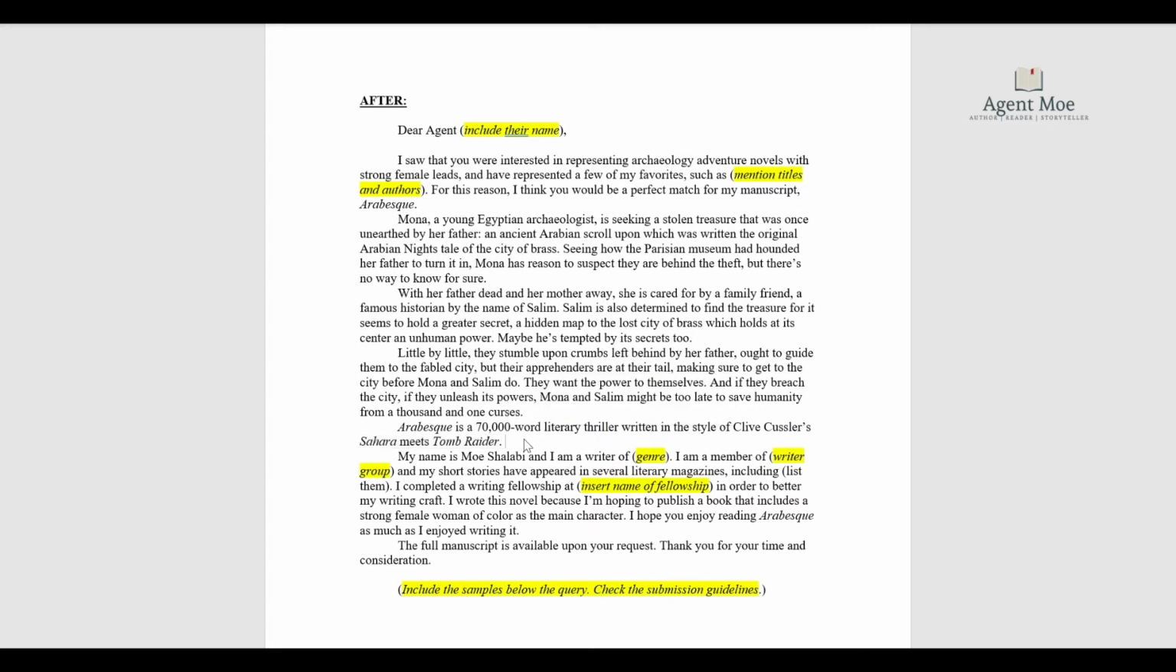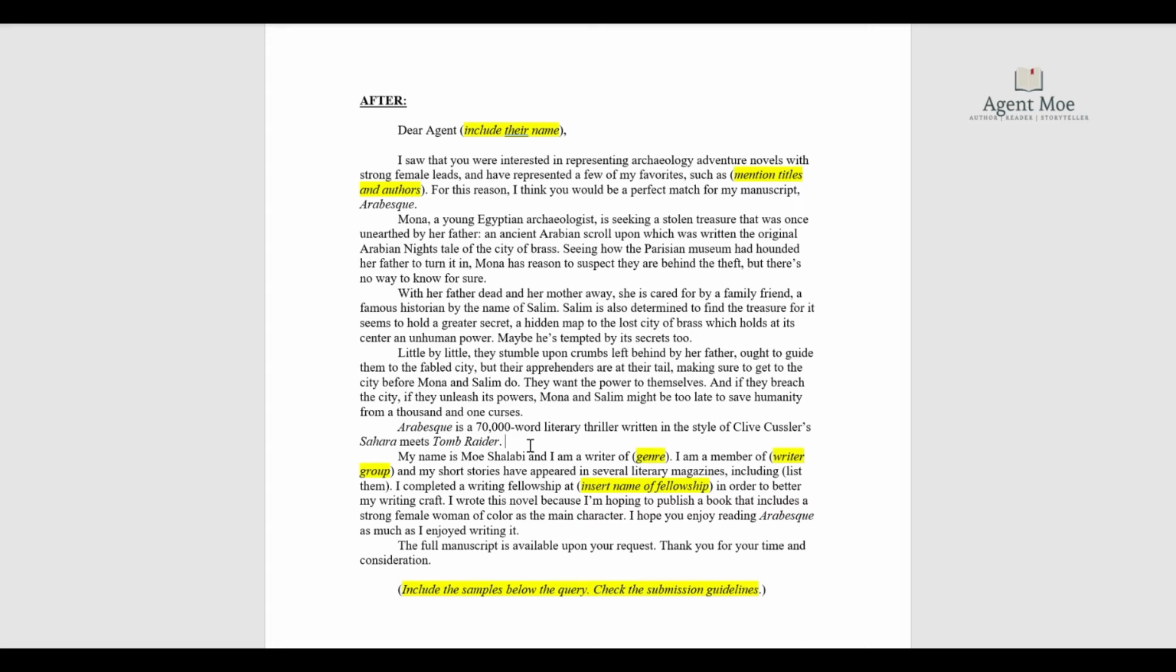And comp titles are titles of books or movies, depending on the agent. Again, read the submission guidelines. Some agents are okay with movie comp titles. Comp titles are books that are very similar to the book that you wrote. Where did you get your inspiration from? I got them from Tomb Raider, Uncharted, and Sahara, which is Clive Cussler's book, because I was inspired by those books and movies.